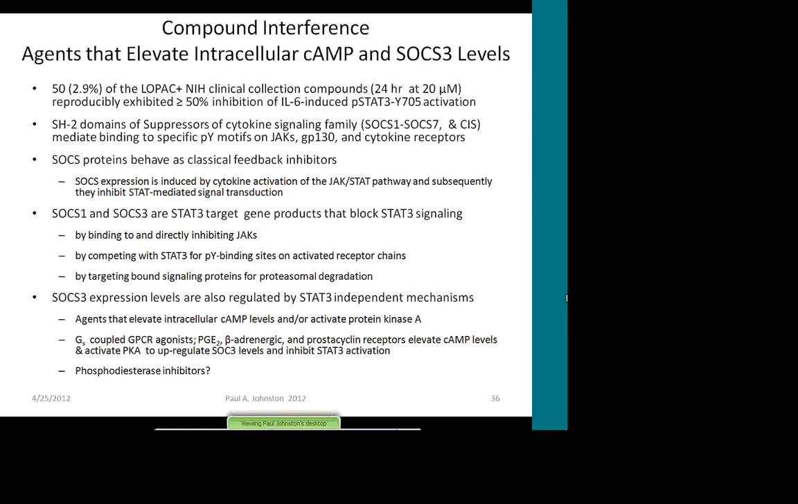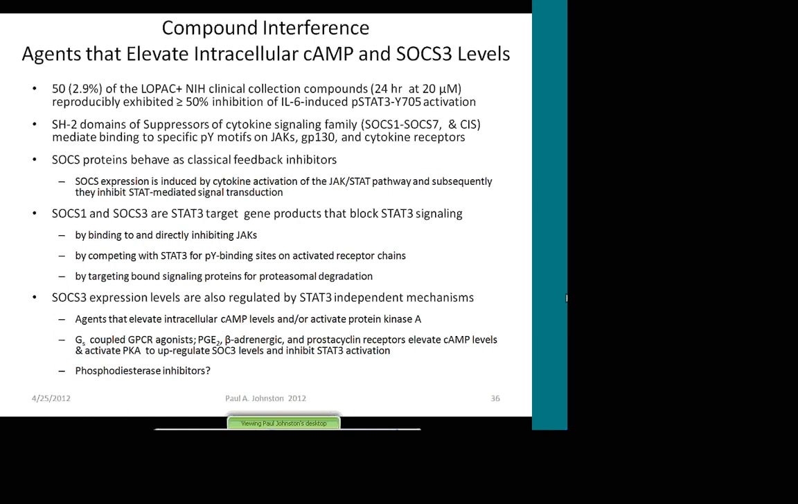But then we went to the literature, and we had a 2.9% hit rate. But then we found out that there's a full body of literature saying that the suppressors of cytokine signaling family, SOCS1 to 7 and CIS, are inhibitors of cytokine signaling. They're classical feedback inhibitors, and they block STAT3 signaling by binding to and directly inhibiting the Janus kinases, by competing for the STAT3 phosphotyrosine binding sites on the activated receptor chain, and also targeting the signaling proteins for proteasomal degradation.